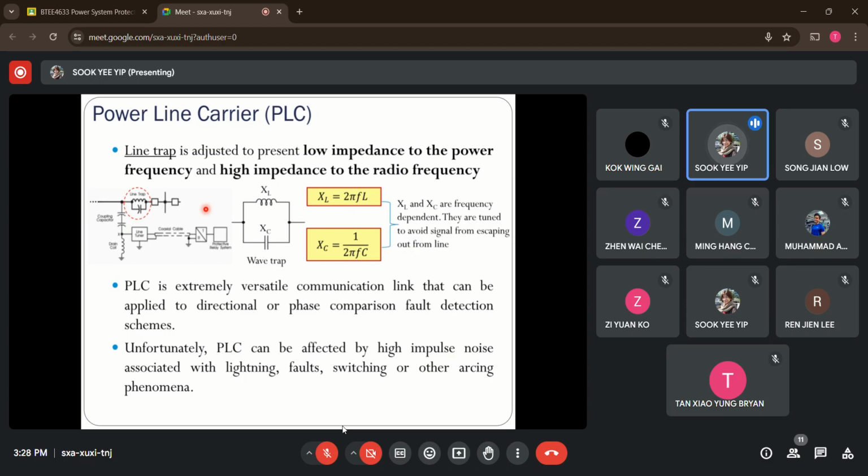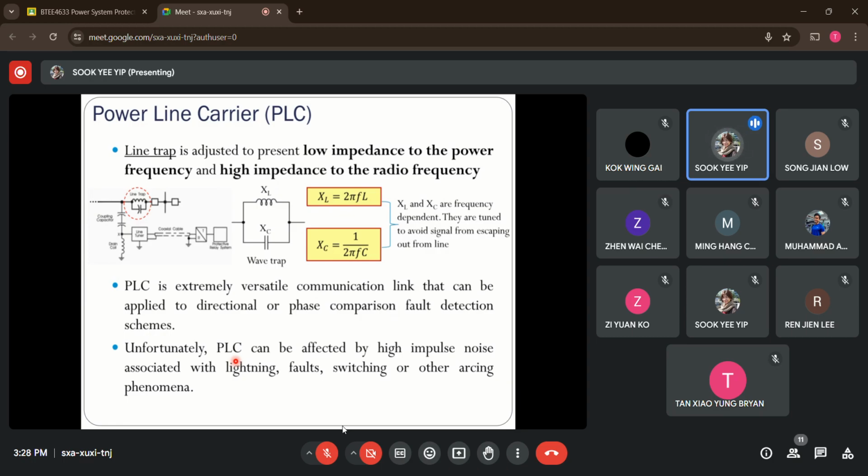For power line carriers, they are commonly used in pilot protection schemes, seeing as it is an extremely versatile communication channel that can be applied together with protection schemes, including the directional comparison scheme as well as the phase comparison scheme. We will learn about this in much more detail later, as a pilot protection scheme. But power line carrier is starting to be replaced with other communication channels we have, for example, microwave systems or fiber optic links.